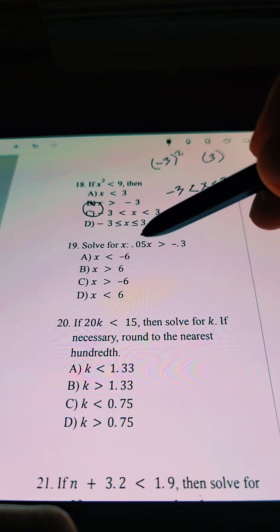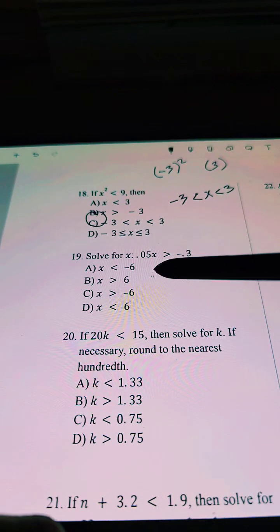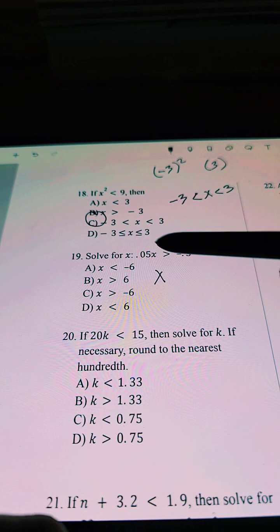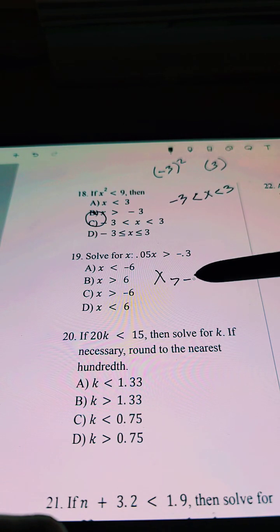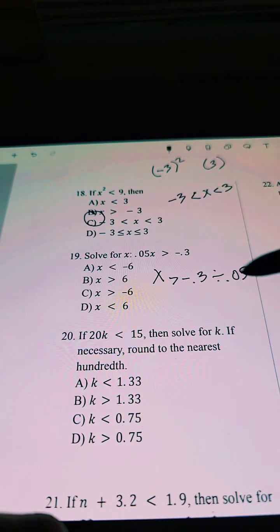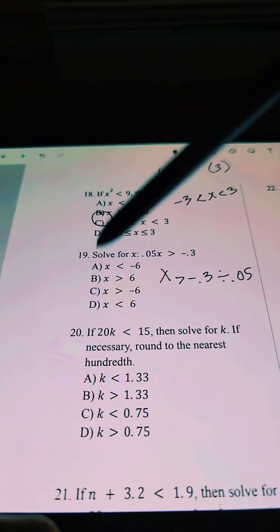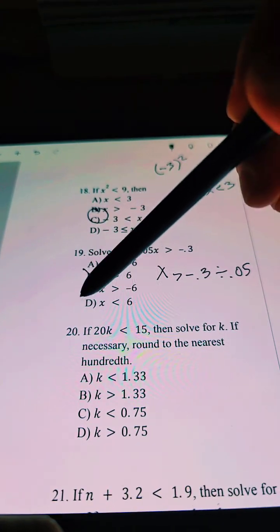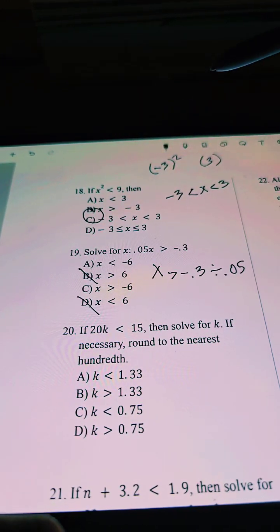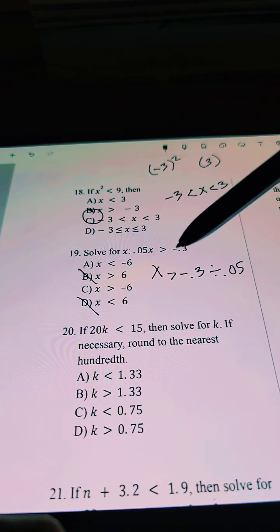So number 19, solve for x here. So again, pretty similar to equations. We just have to divide by 0.05 to get x by itself. So we're going to say, okay, we have negative 0.3 divided by 0.05. And you have your calculator available to you on the exam, but even before you punch it into your calculator, you know it has to be a negative value because a negative divided by a positive is negative.